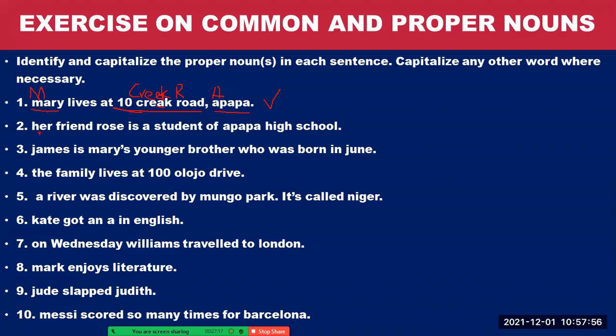Then question number 2, her friend Rose is a student of Apapa High School. Now, because the word her begins the sentence, then it needs to be capitalized, but we are not underlining it because it is not a proper noun.